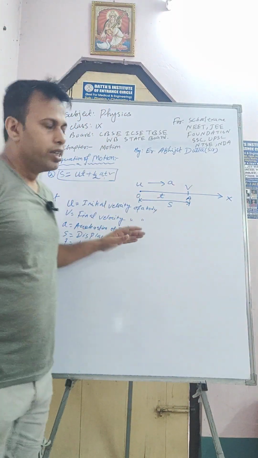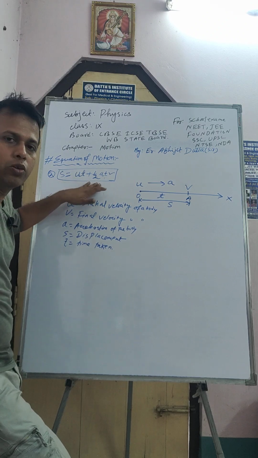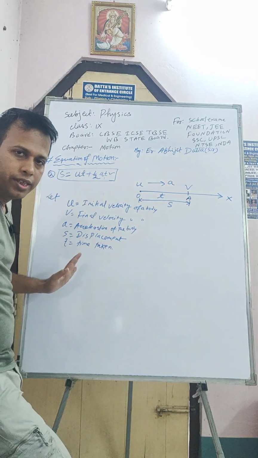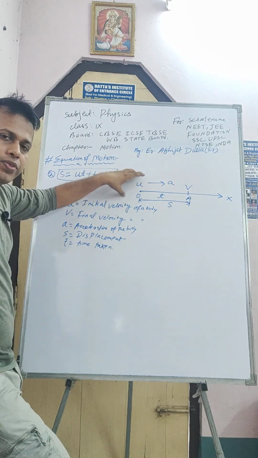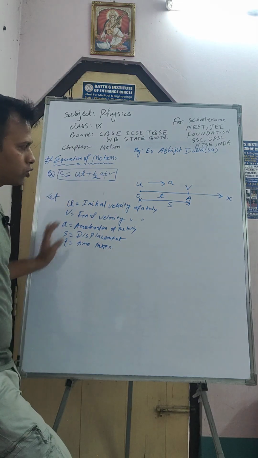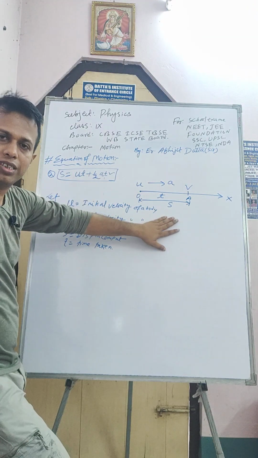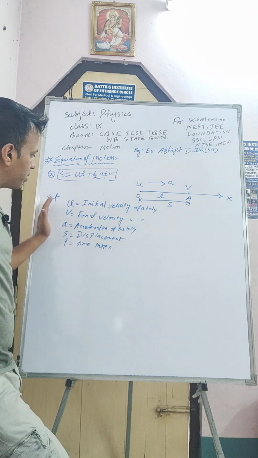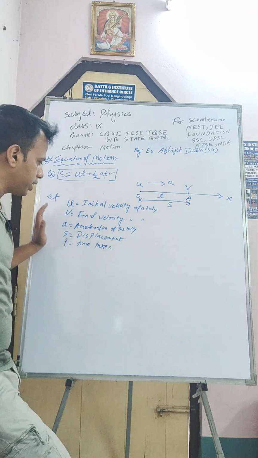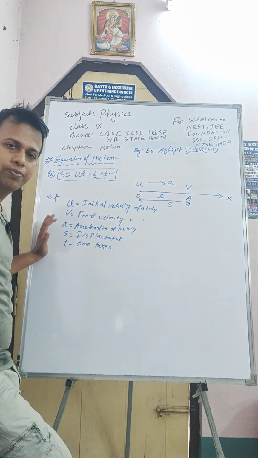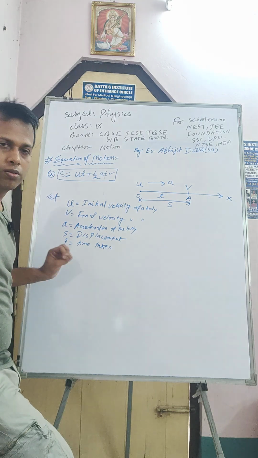Okay, so students, the second equation of motion is s equals ut plus half at square. We have to derive it, that is, we have to prove it. Derivation means prove it. So the diagram will be the same, and the first part of the derivation is the same as the previous one. Here also, u is the initial velocity of the body, v is the final velocity, a is the acceleration of the body, s is the displacement, and t is the time taken.